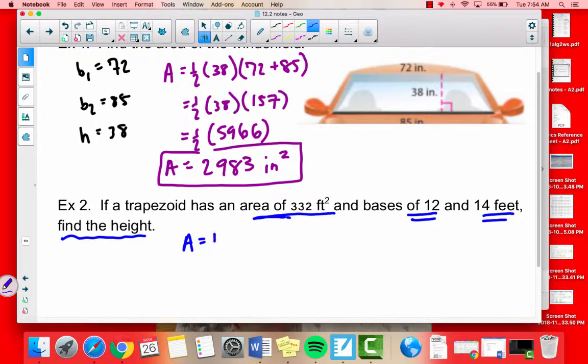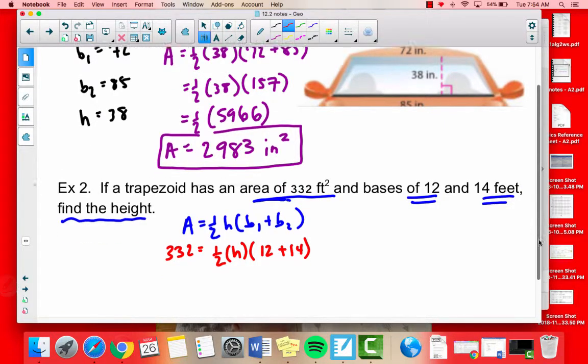So if you've got your formula here, what you just need to do is plug in the numbers that you know and then solve. And so we've got the A is 332. We know 1/2 stays. We don't know what H is, but we know the bases are 12 and 14.